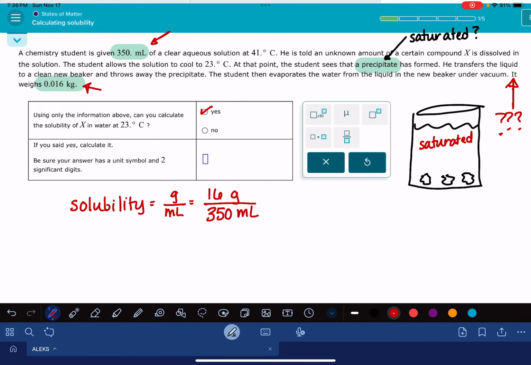Okay, so 0.016 kilograms is the same as 16 grams. We're just going to go 0.016, multiply that by 1,000. That's 16 grams per milliliter. And honestly, you could probably just keep this in kilograms per milliliter, but I don't know exactly if ALEKS is okay with that or not, and you just don't want to test ALEKS like that. 0.046 grams per milliliter, two sig figs.